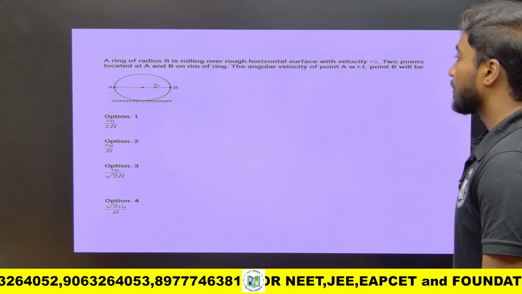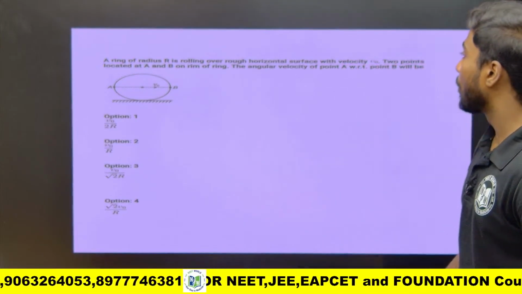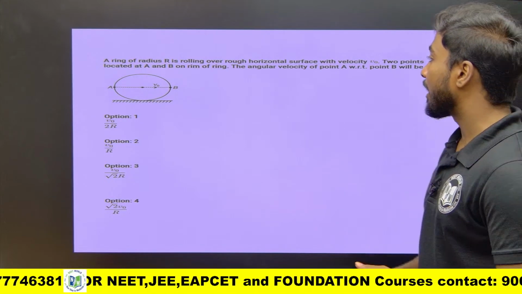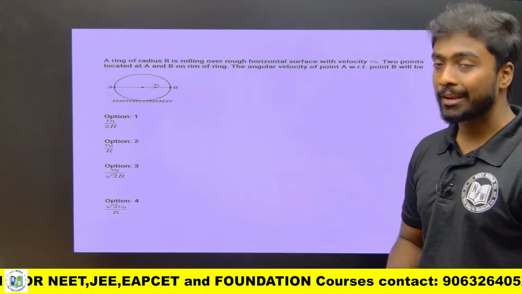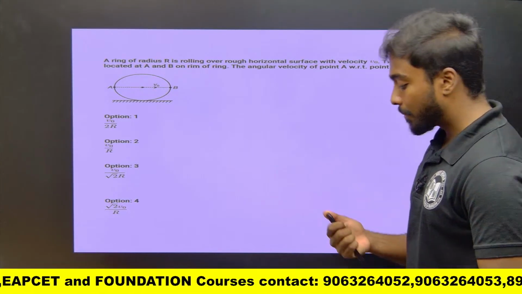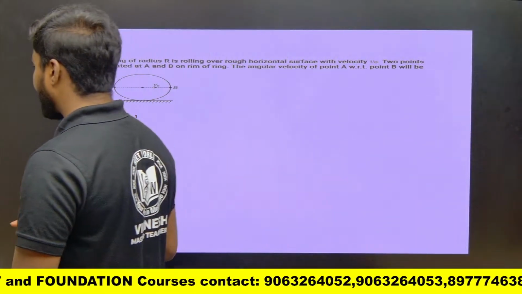So the first question: a ring of radius R is rolling over a rough horizontal surface with velocity V naught. 2 points are located at A and B on the rim of the ring. Find the angular velocity of point A with respect to point B. You can try the formula and give the answer.